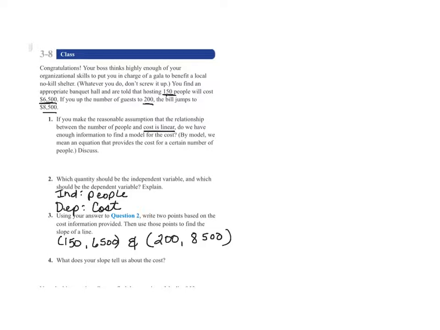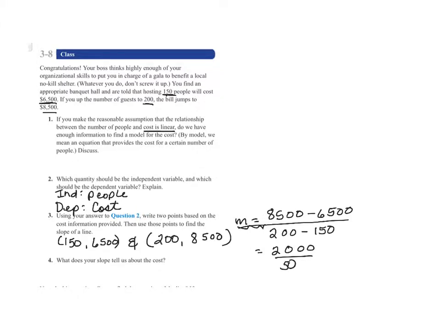And then they want us to use those 2 points to find the slope of the line. So difference in y divided by difference in x gives us 2,000 over 50. And that should give us 40. Our slope is 40.